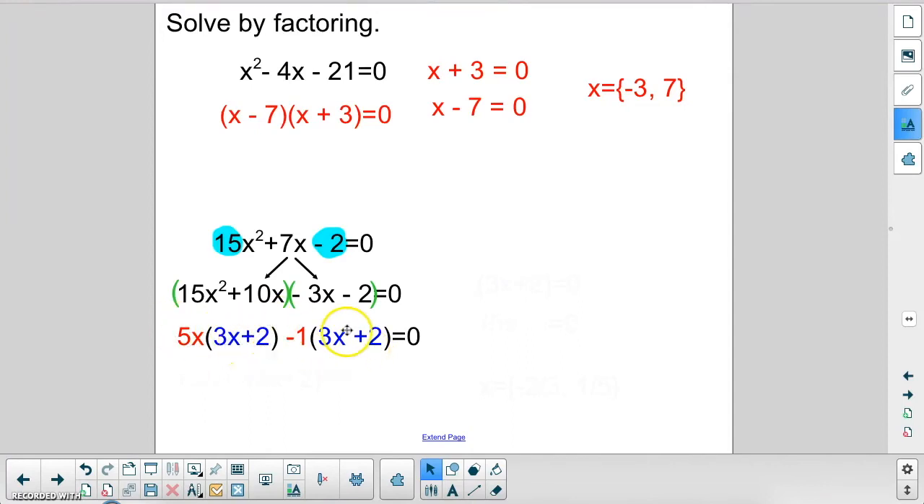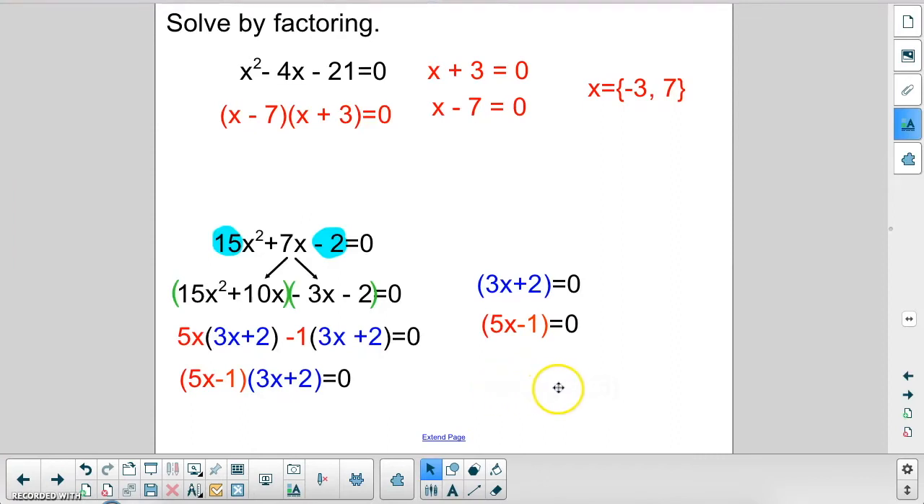So notice that 3x plus 2 is the same in both, so I bring those together and have 5x minus 1 times 3x plus 2 equals 0. Now I have my factors, so each one of those is set equal to 0, and solved for x to get negative 2/3 and positive 1/5.